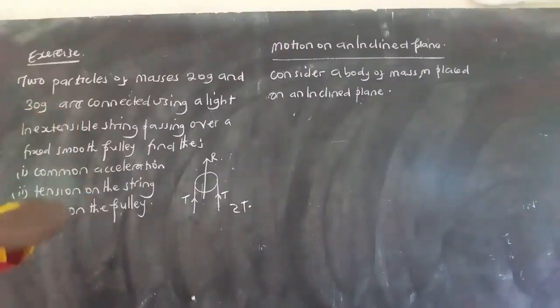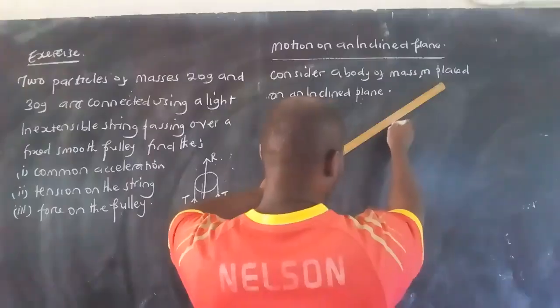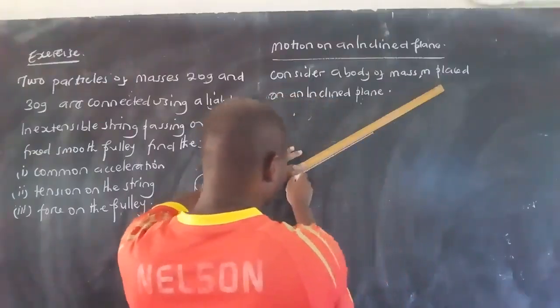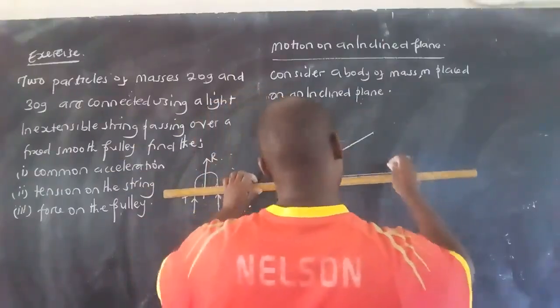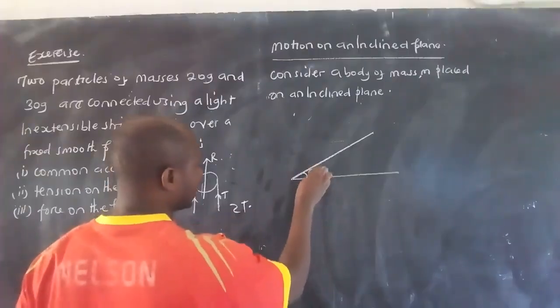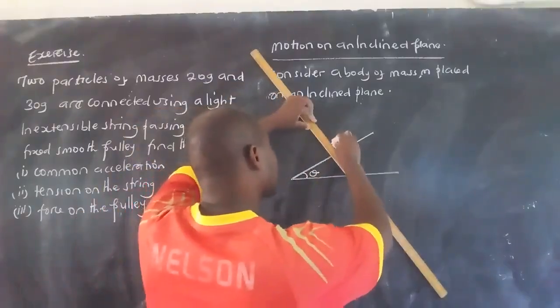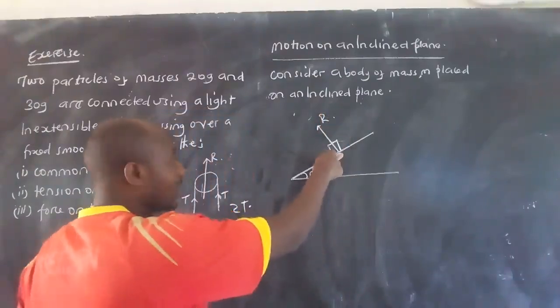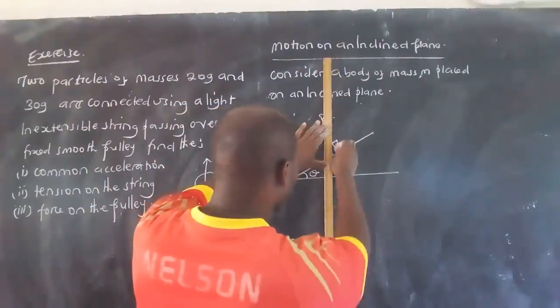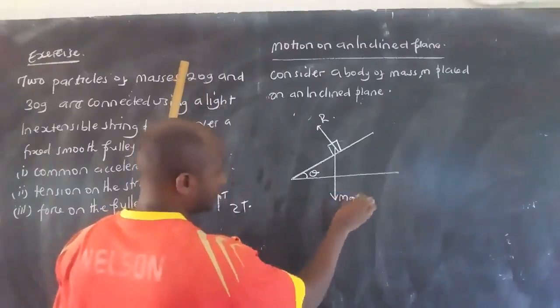Okay, so now we have motion on an inclined plane. We consider a plane which is inclined at an angle alpha. Let us have a plane inclined at an angle alpha. So this is the plane, inclined at an angle theta. Now this one has the reaction, which is always perpendicular to the surface, and then you have the weight, which is vertically downward. This is the weight of the body, which is m1 g.